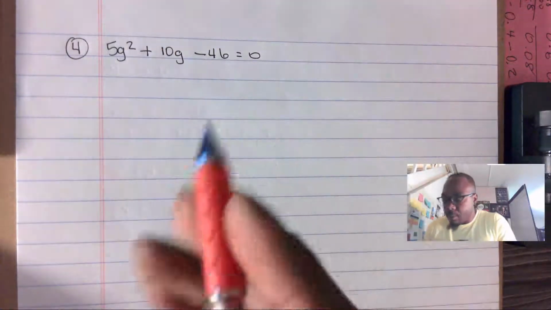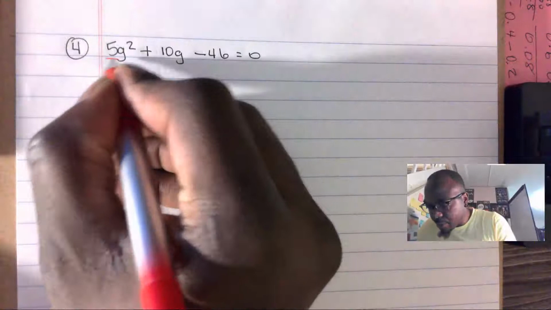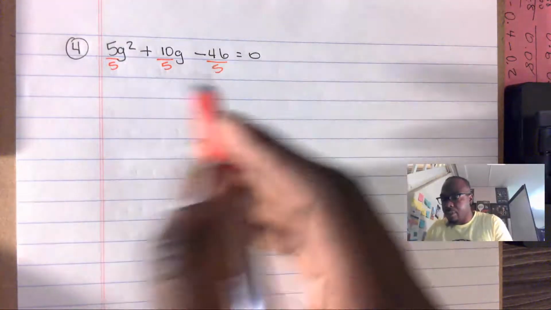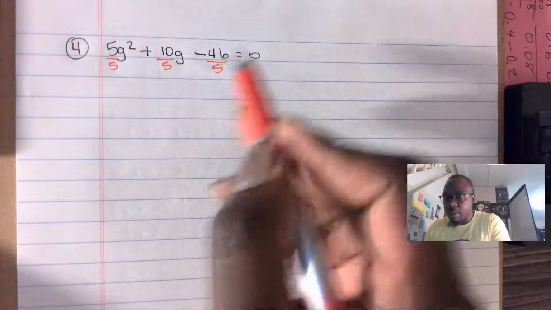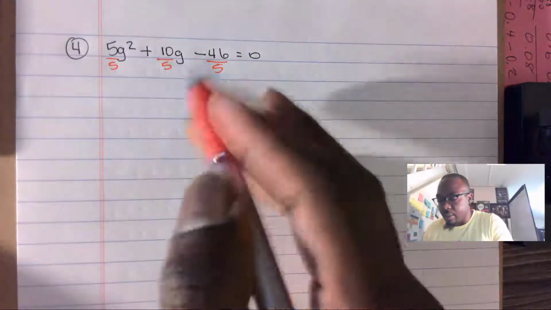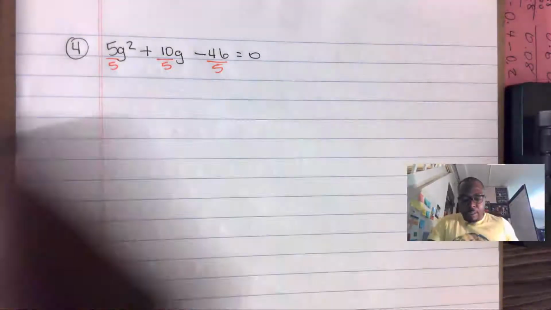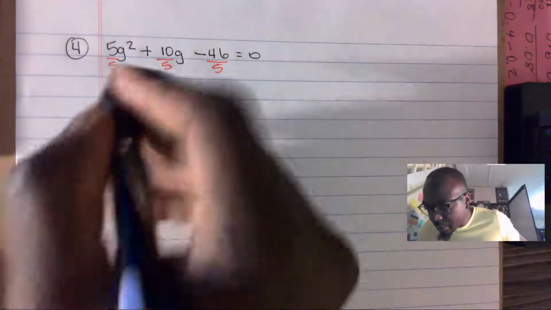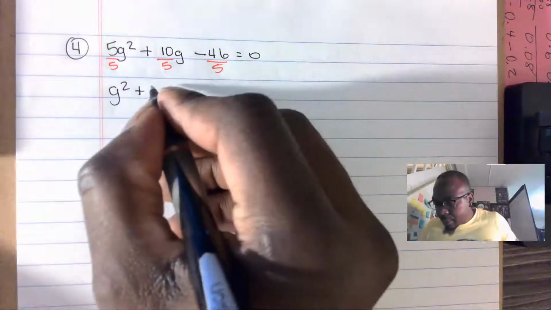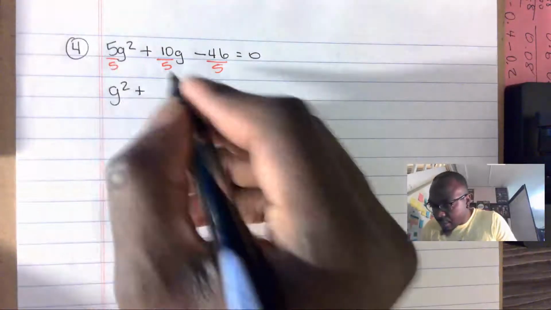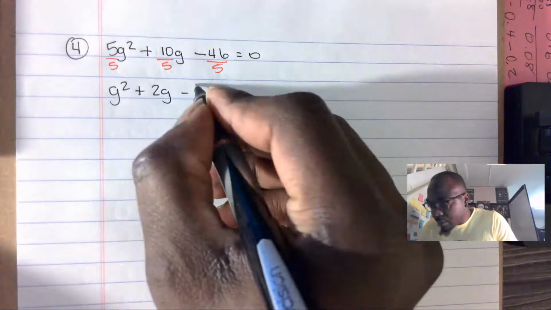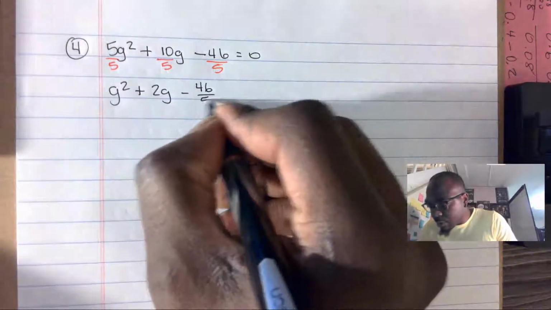So what do I do? I divide both sides by 5. And if you see here, I didn't move this over like I did in the last problem, because there was another constant there and I wanted to combine like terms, but since it's not, it's okay here. So once I do that, I'm going to get g squared plus 2g minus 46 over 5 equals 0.